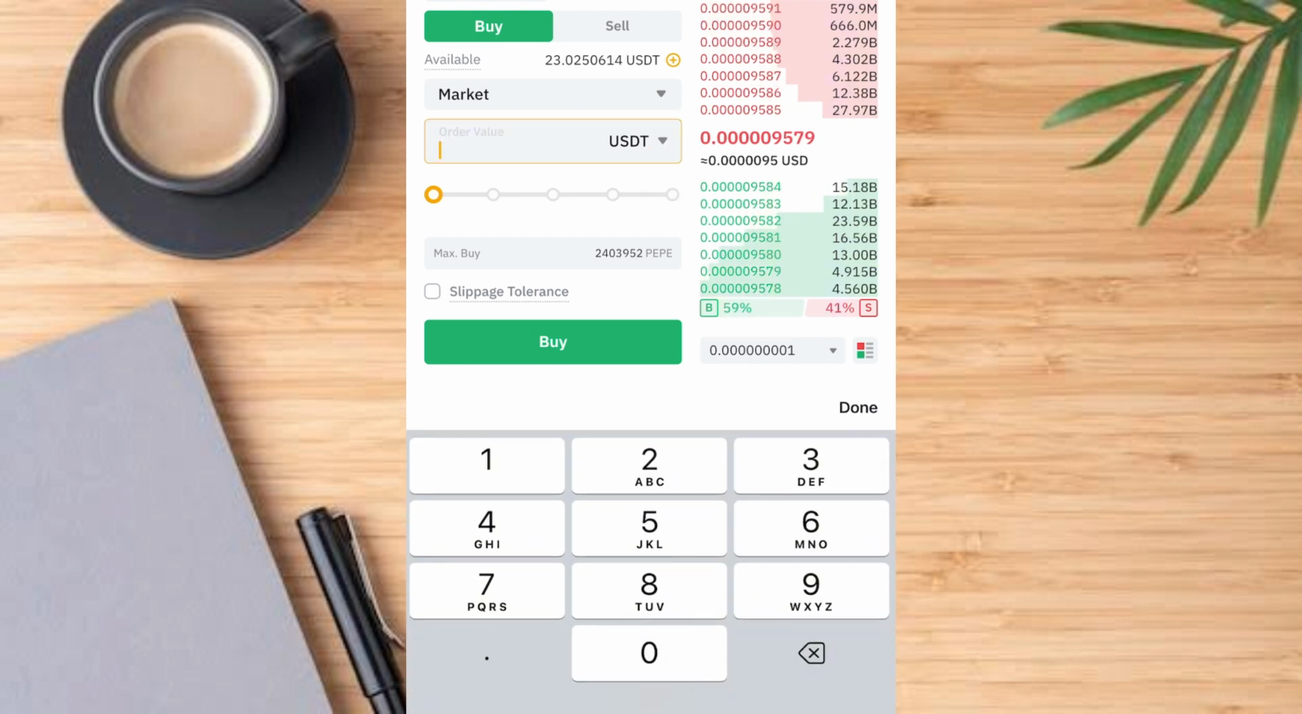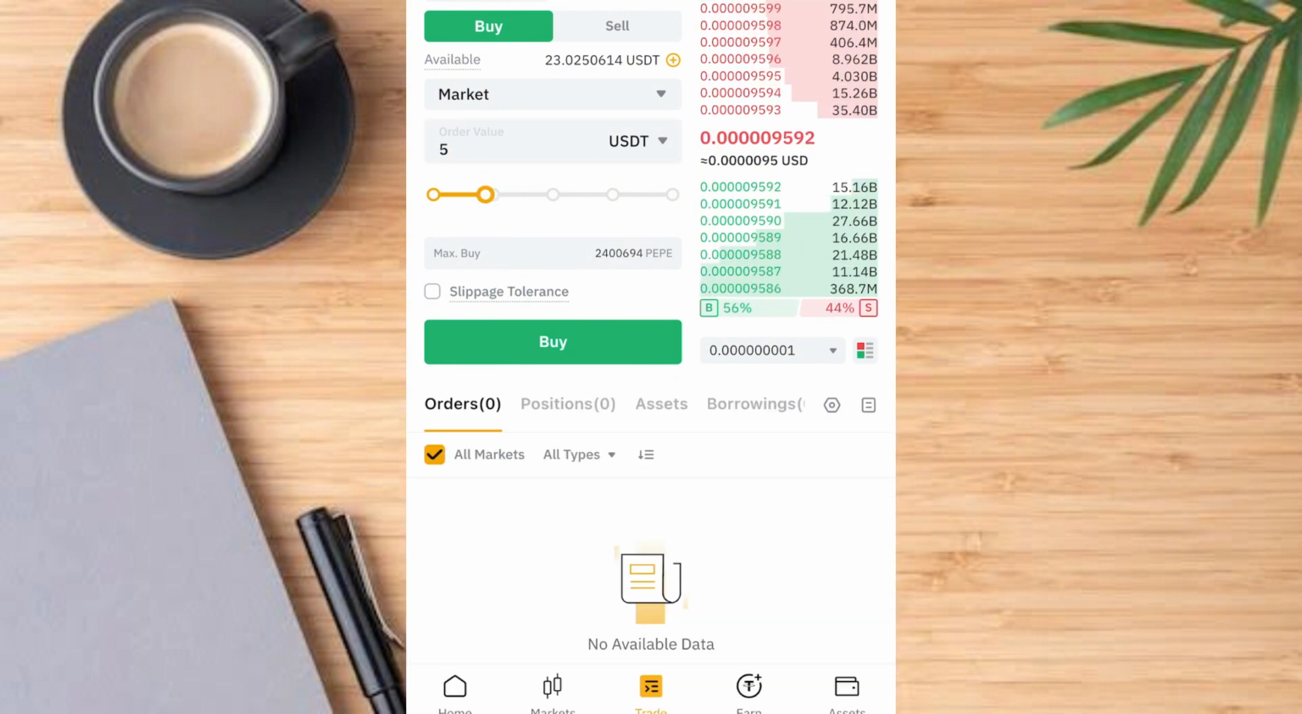Let me say I want to buy, let's say $5. So if you tap on $5, then tap on done. So the amount of USD I want to use to buy this token is $5, and the amount of Pepe you're able to get comes here. Then you tap on buy button. Once you tap on buy button, you have that token straight to your wallet.